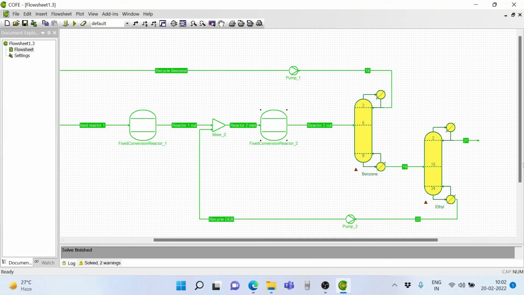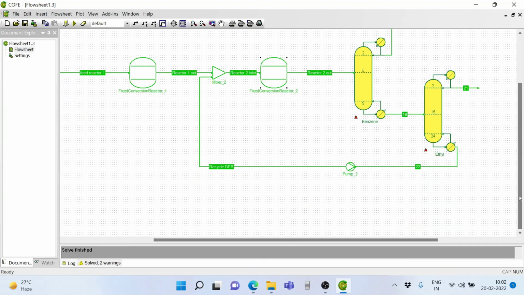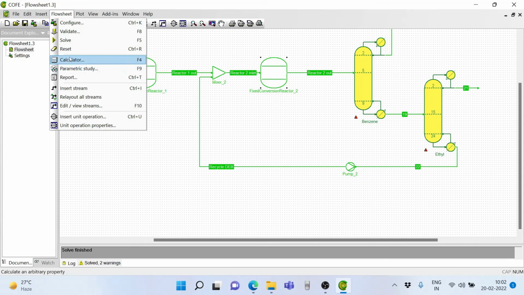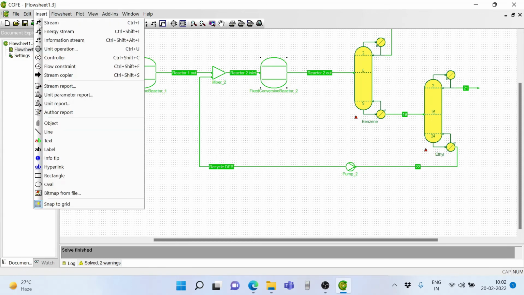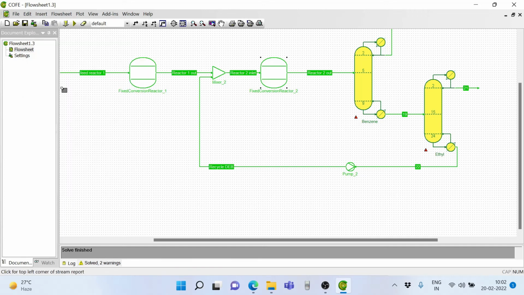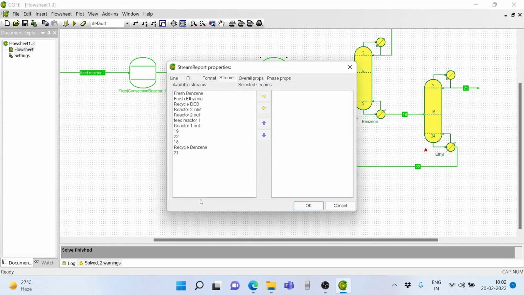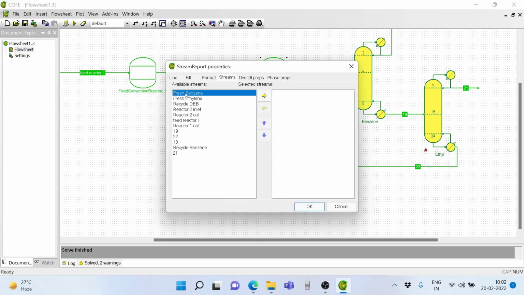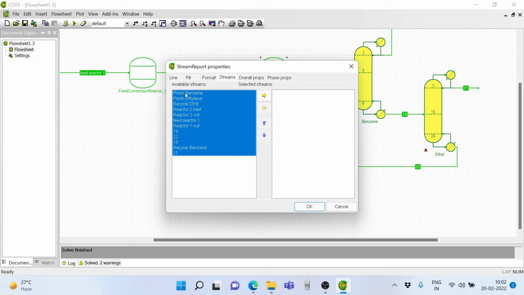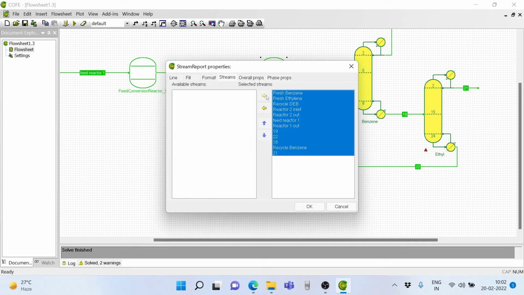there we are. Now, if we want a stream report, that is, what the flows are in the various streams, all you have to do is go to Flowsheet, and then go to Insert, and then afterwards go to Stream Report, click it and select all the streams, because we would like to have a report of all the streams, and click OK.